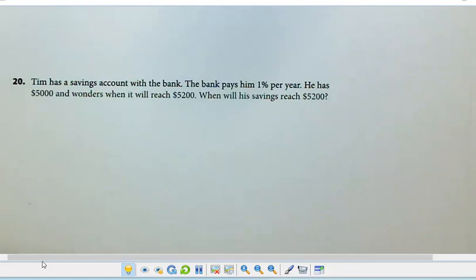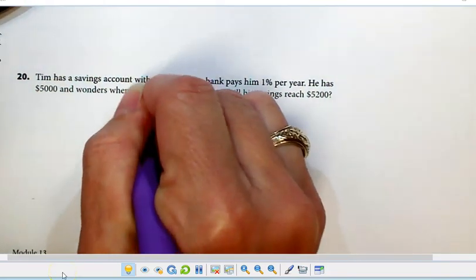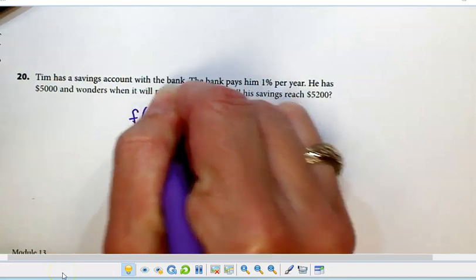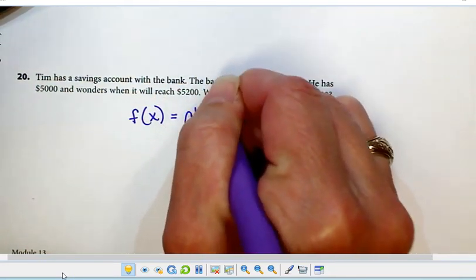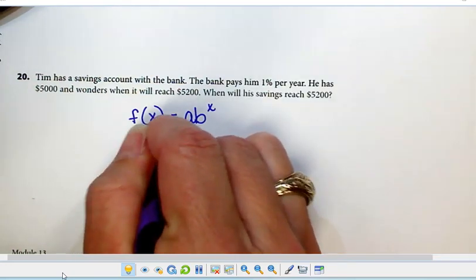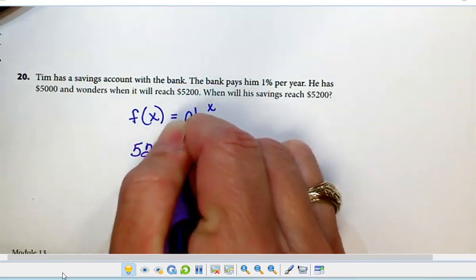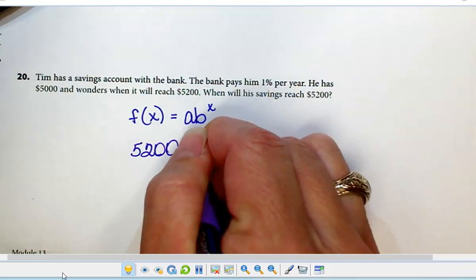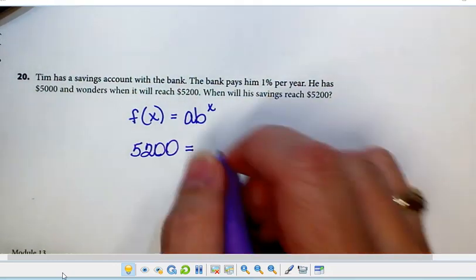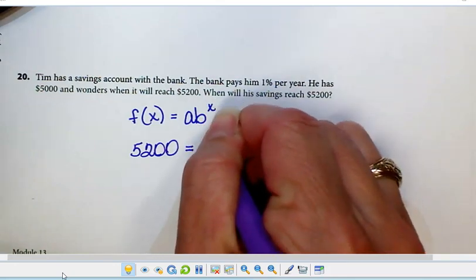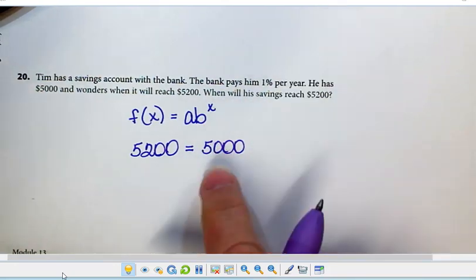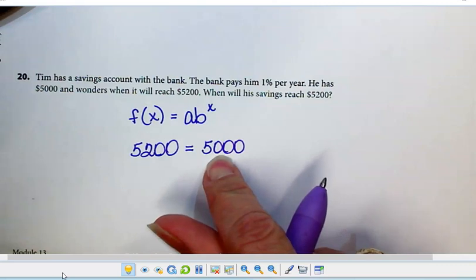So, when will his savings reach $5,200? Well, when will f of x be $5,200? That's what he wants to know. So, when is it going to have an output value or y value of 5,200? He's starting with $5,000. Like 0 time has gone by and he already has $5,000.